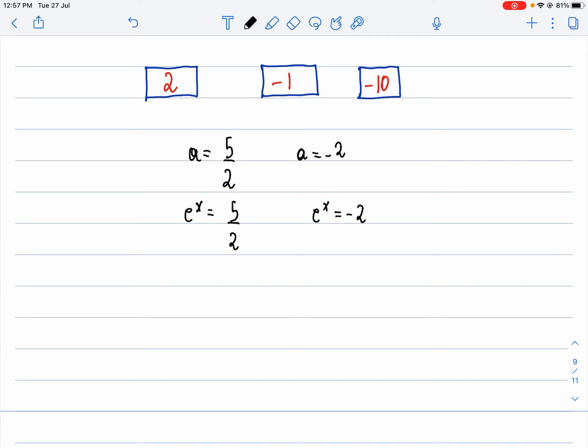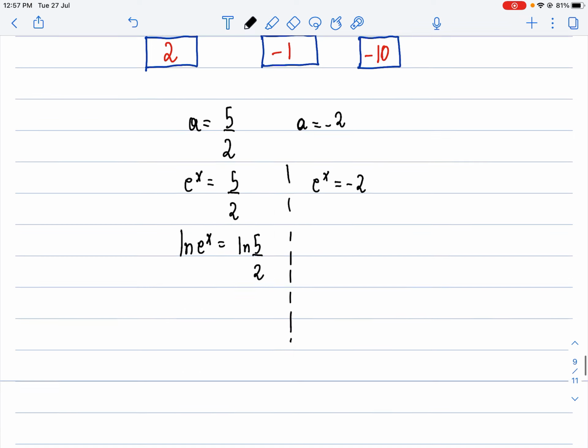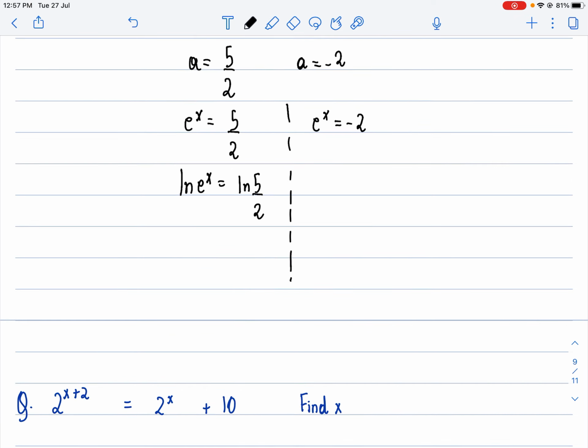So I can tell you a small trick here. Whenever you see e, always ln both sides. Ln because obviously in ln the base is e. So write this as ln e raised to x equals ln 5 over 2 first. Because these are two possibilities. So first, let's investigate the first possibility.